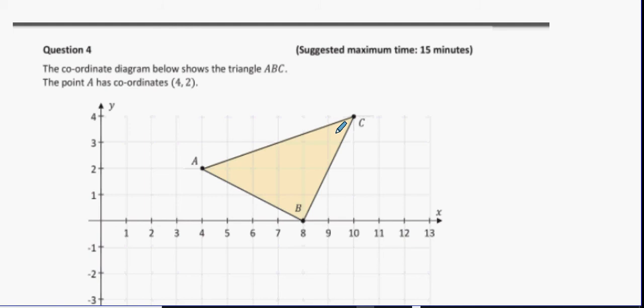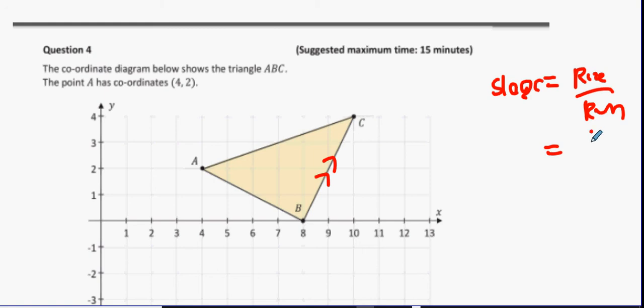Would everybody agree that BC is a positive slope? Yeah, and slope is rise over run. What's the rise? 4 blocks. What's the run? 2 to the right. 4 over 2. Yeah. Slope of 2. Would everybody be happy with that? Yeah. Slope of BC. Okay.